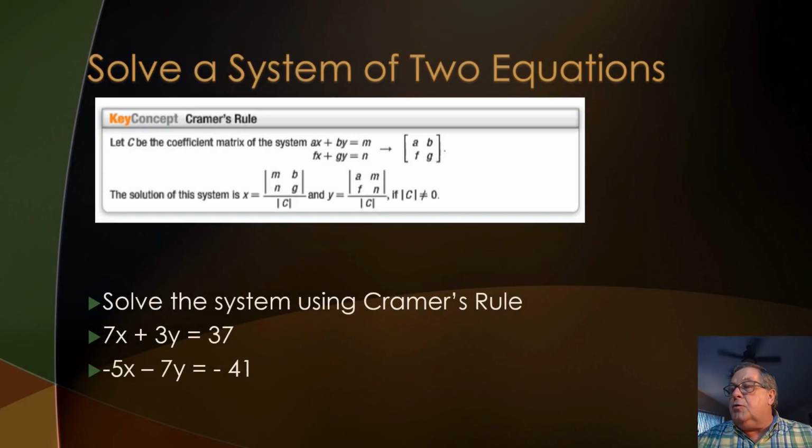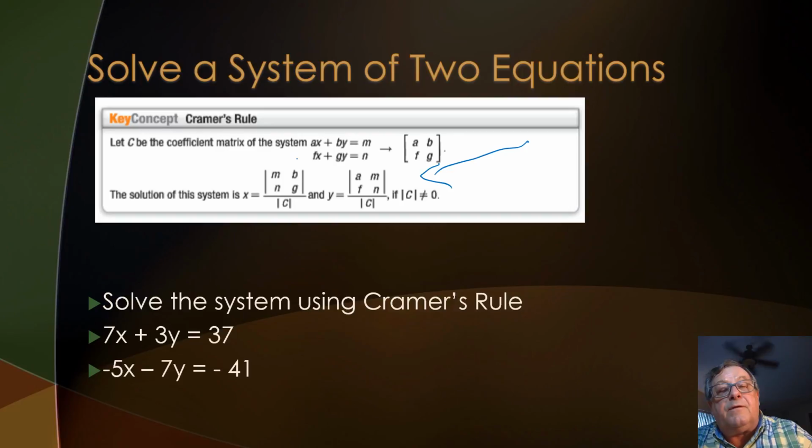Interestingly, we can use matrices to solve systems of equations. One of the ways that we can use matrices is by using something called Cramer's rule. Now, Cramer's rule uses a coefficient matrix, and we'll work our way through this. But you have to pay careful attention to how you set it up.